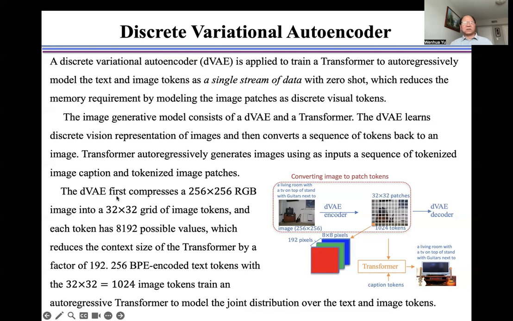The discrete VAE further compresses a 256 by 256 RGB image into a 32 by 32 grid of image tokens, as shown here. And each token has 8,192 possible values, which reduces the context size of the transformer by a factor of 192, as shown here. 256 byte pair encoding text tokens with the 32 by 32 image tokens train an autoregressive transformer to model the joint distribution over the text and image tokens.